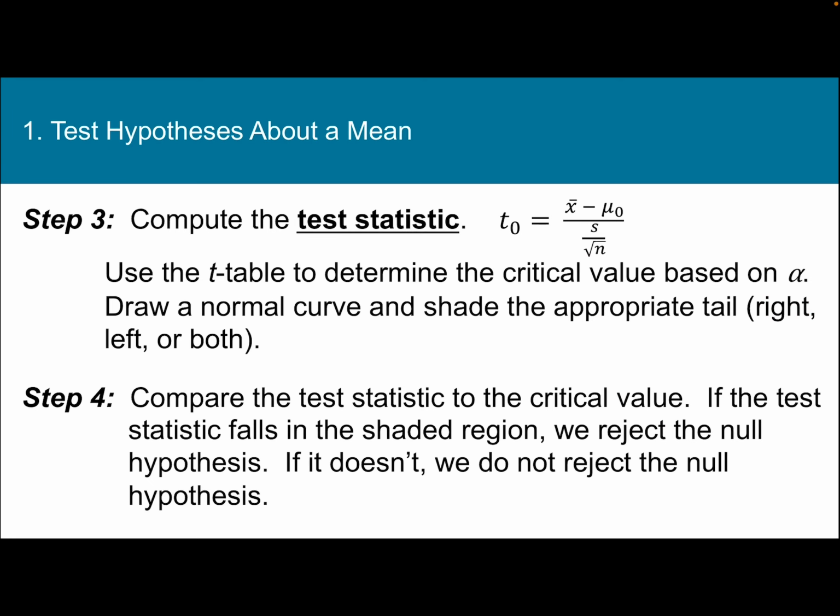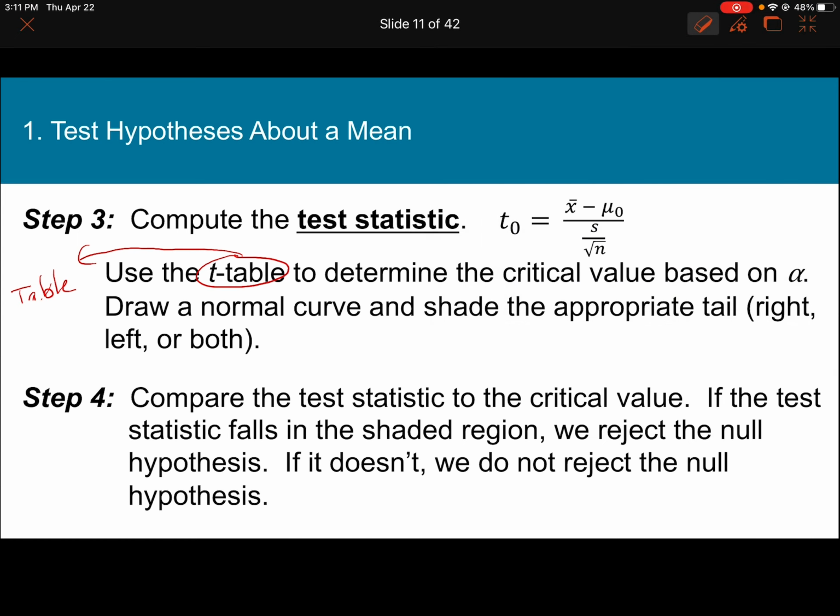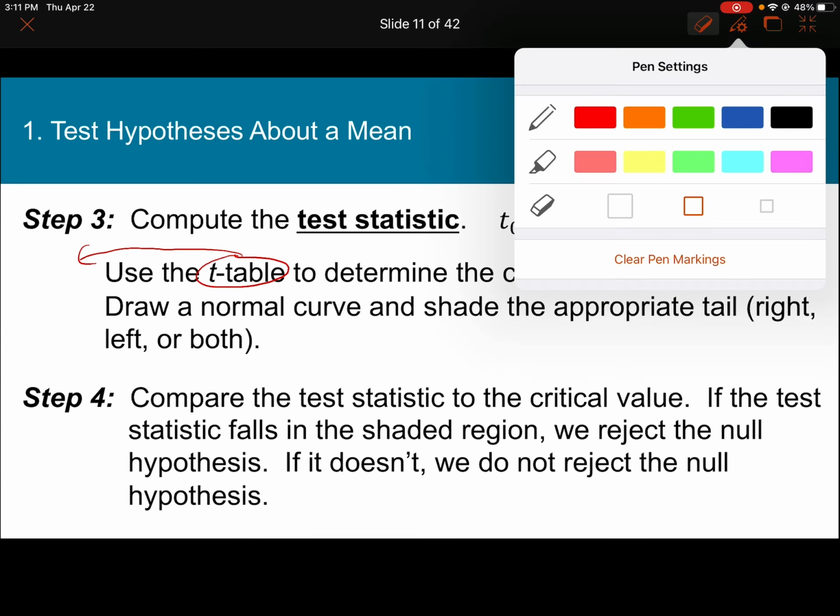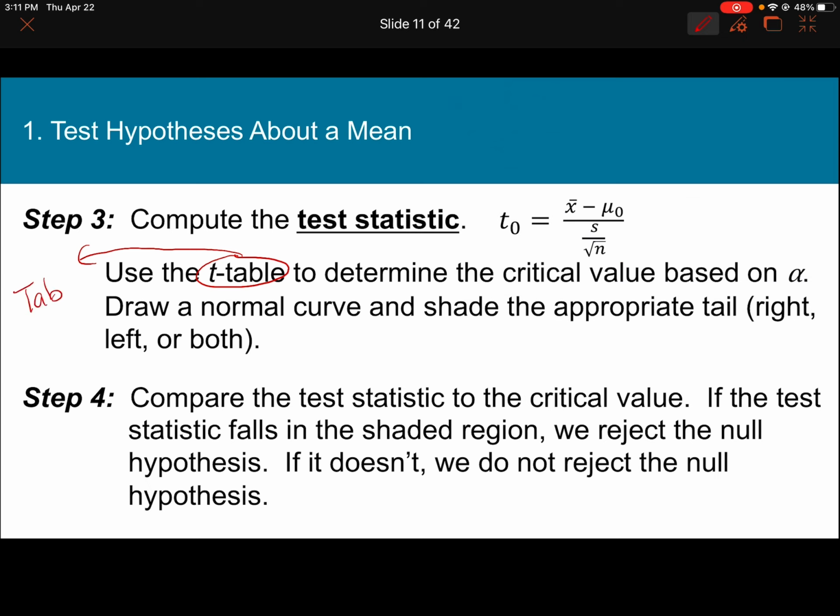Third, we're going to compute our test statistic, and you'll see the formula for that test statistic. We use our t-table. This is table 7. We find that t value, or critical value, based on our alpha.